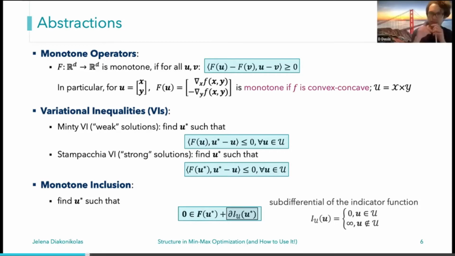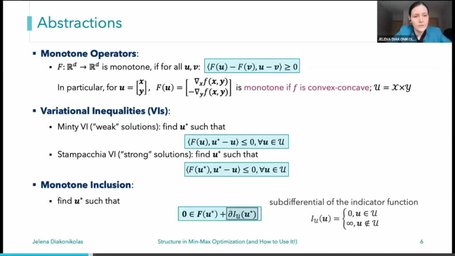Can I ask one quick question? I see that the Stampacchia strong solution says basically that the f is the normal vector of u at u star. But the Minty VI, the weak solution, I don't really have a good sense of what that is saying, like geometrically, or why one would consider that to be some sort of solution.